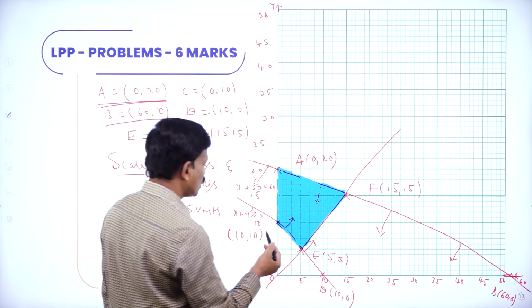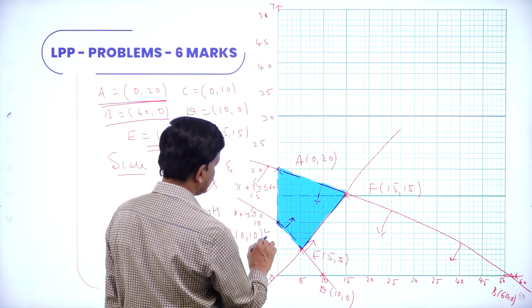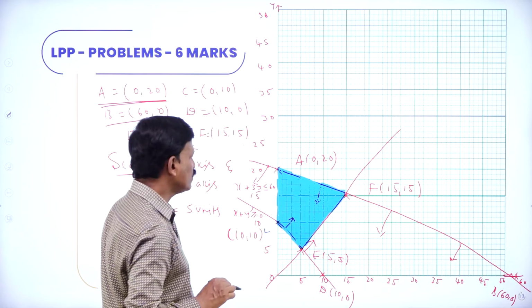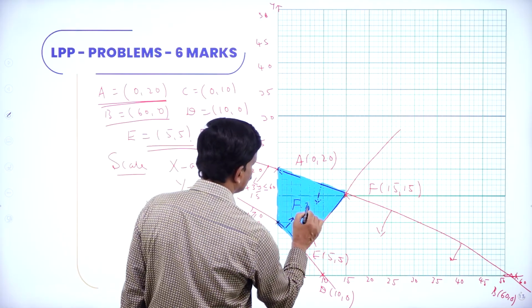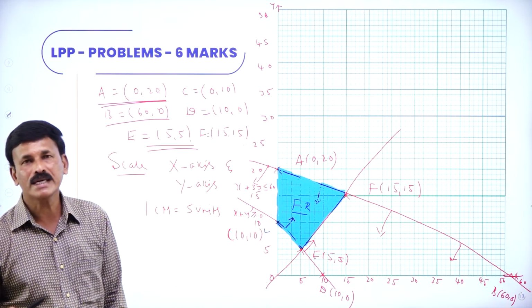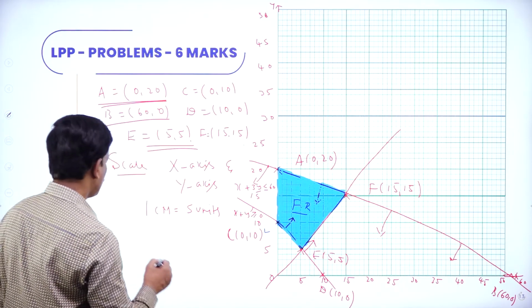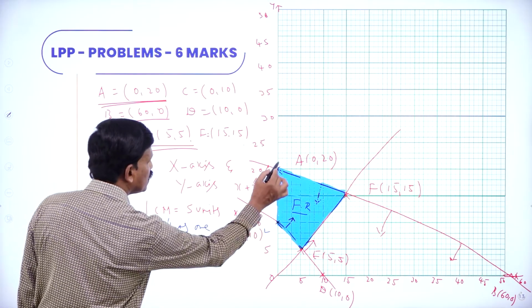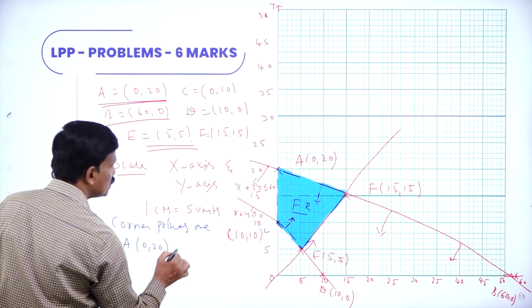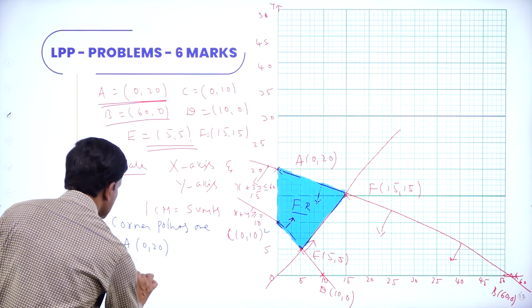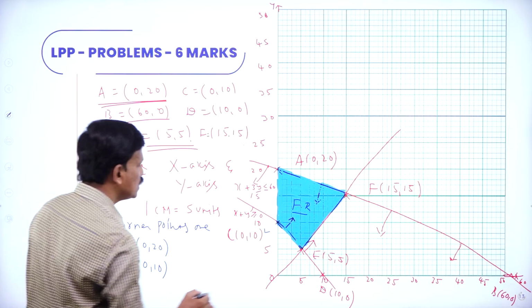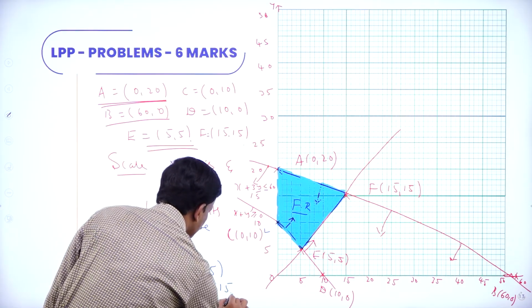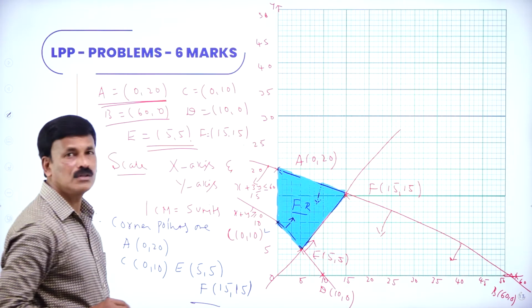What are the corner points then? The corner points are C (0, 10) and A (0, 20), then F (15, 15) and E (5, 5). So this is the feasible region, and at the corner points, substitute and get the maximum and minimum value. That's it. Hope you followed this. So the corner points are A (0, 20), C (0, 10), E (5, 5) and F (15, 15). Okay, I'll go to the next page.